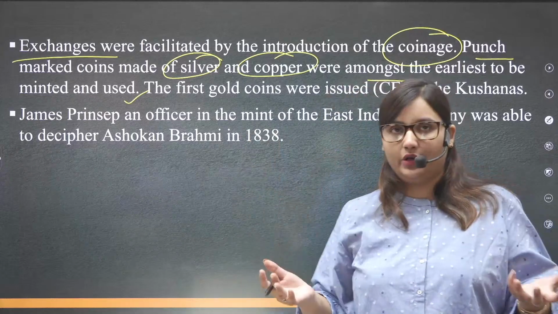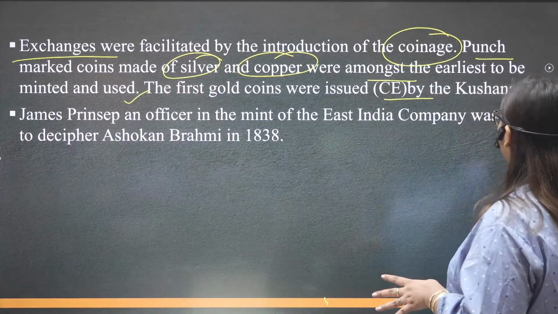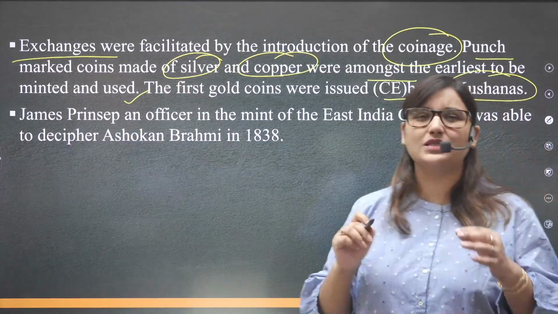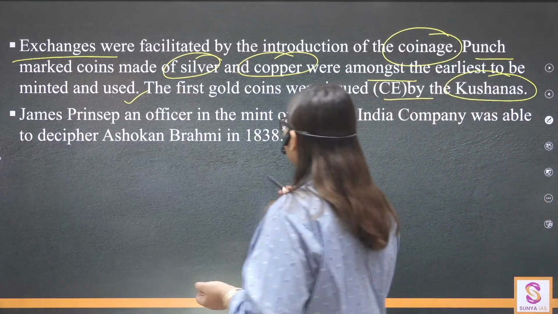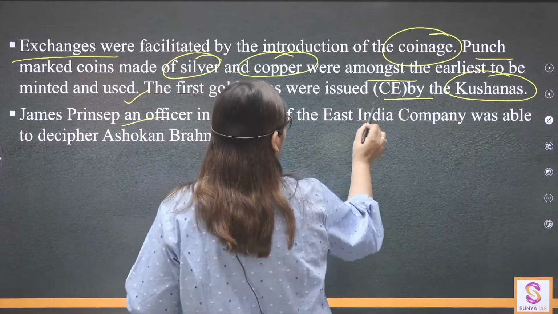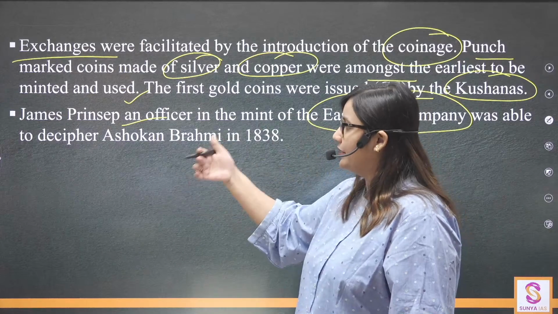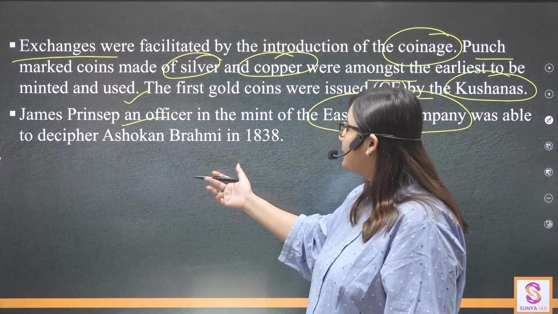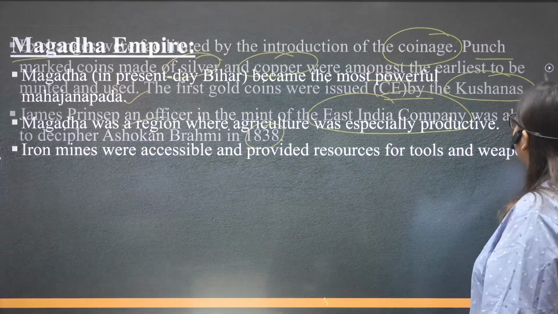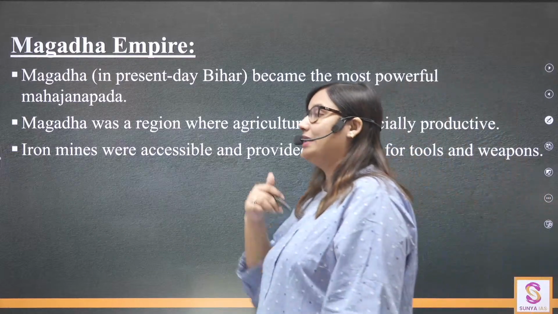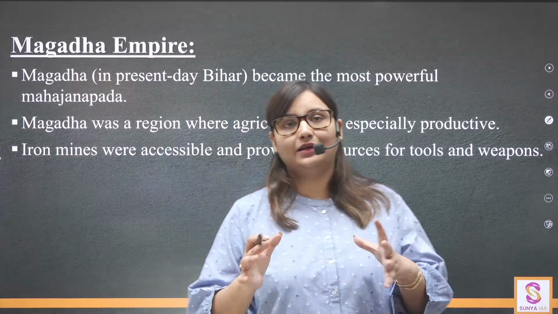So punch marked coin. The first gold coins were issued in the 1st century CE by Kushans, and the best quality of gold coins were also there. Then James Prinsep was an officer in the Mint of East India Company, and he was the one who was able to decipher the Ashokan Brahmi script in 1838. So this is very important, because after this reading of Ashokan scripts, we became more clear about the trade and commerce.